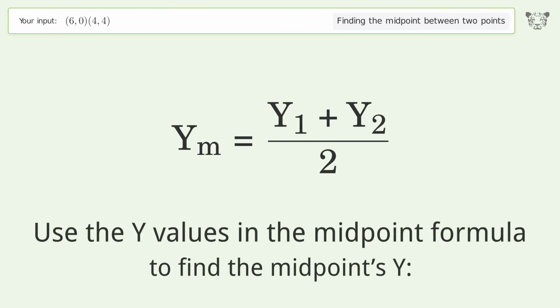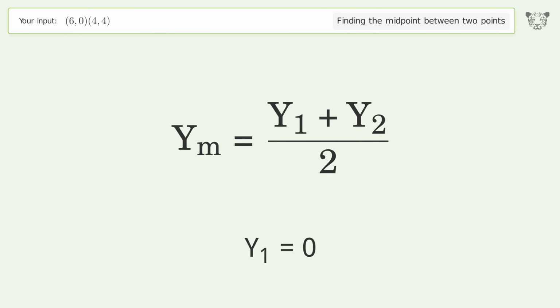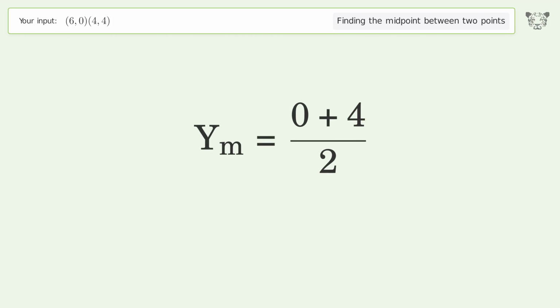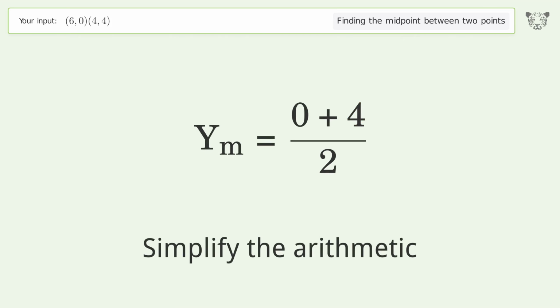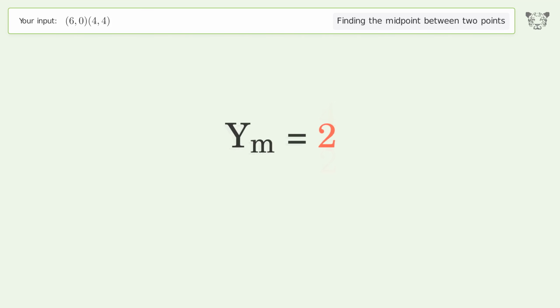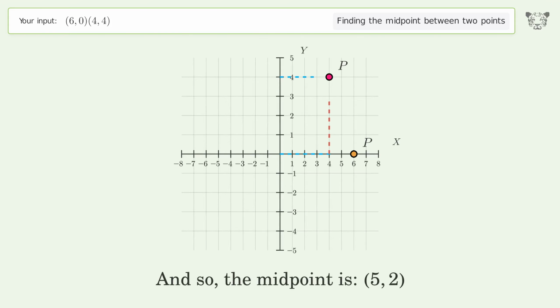Use the y values in the midpoint formula to find the midpoint's y. y1 equals 0. y2 equals 4. Simplify the arithmetic. And so, the midpoint is 5, 2.